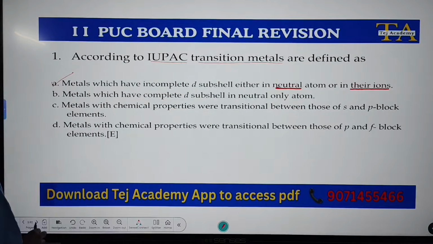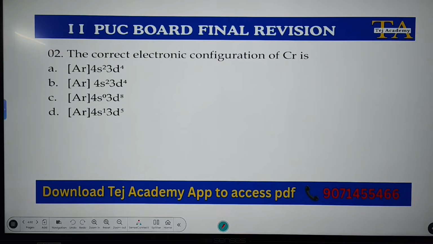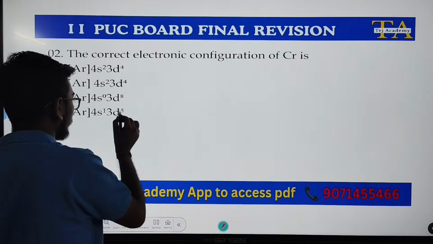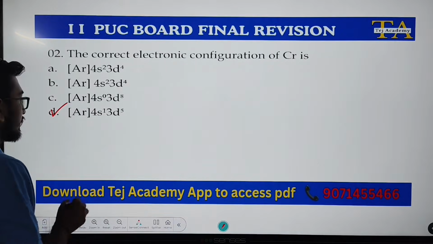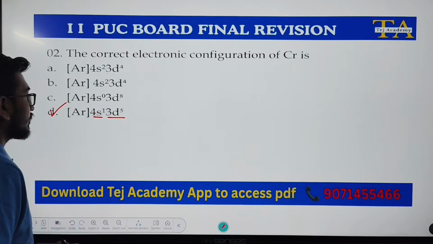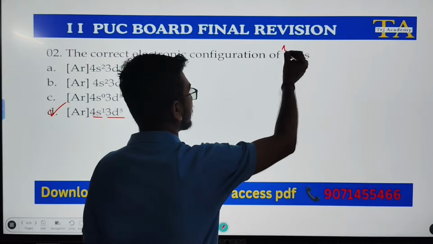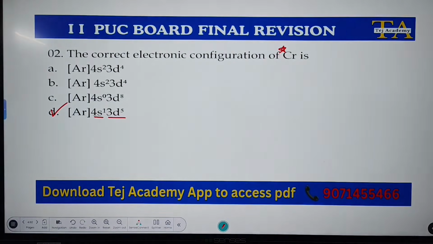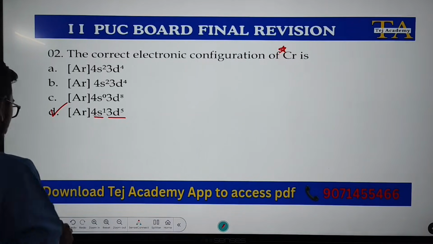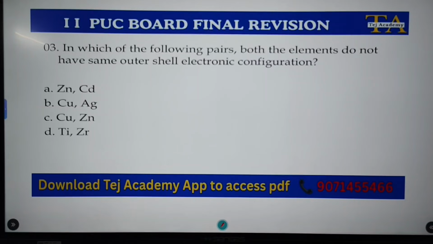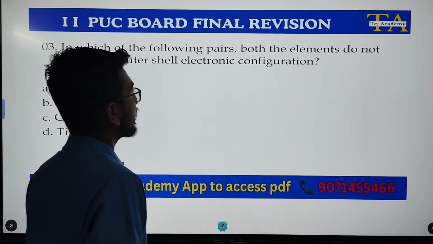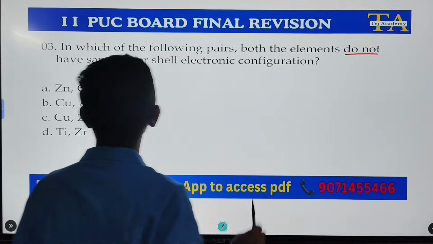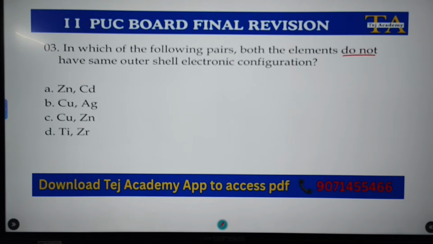Next question. The correct electronic configuration of Cr, so chromium. So we know that option D is the right answer, 4s1 3d5. This is an exception, remember this: 4s1 3d5, not 4s2 3d4. In the third question, which of the following pairs of elements do not have the same outer shell electronic configuration?